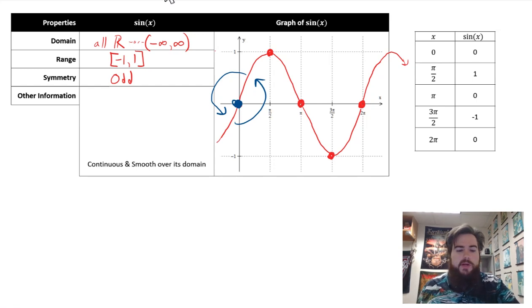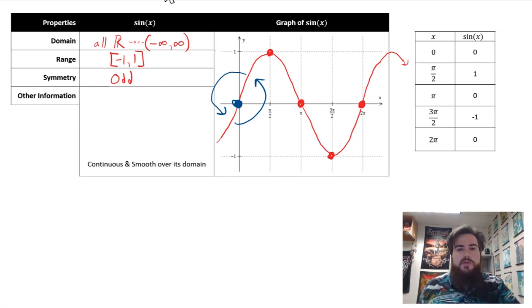In terms of other information for sine of x, we already have 2 of the pieces listed here: that it is considered a continuous and a smooth function. What that really means is that there are no breaks, no gaps, and no asymptotes within the function of sine of x for its domain. This comes more into play later in other mathematics, for example in calculus.